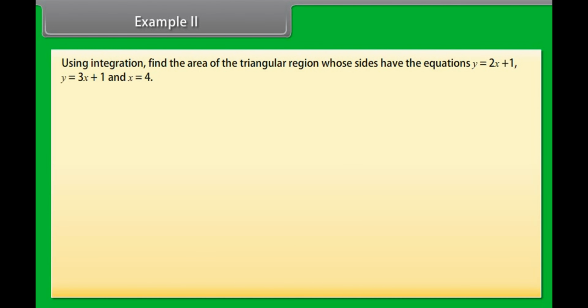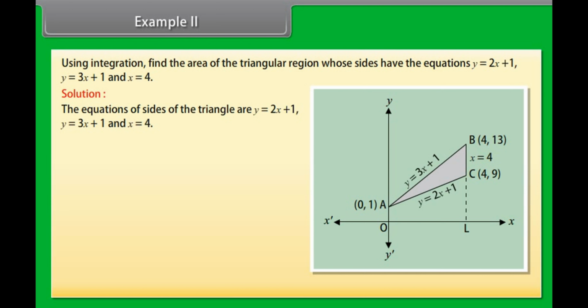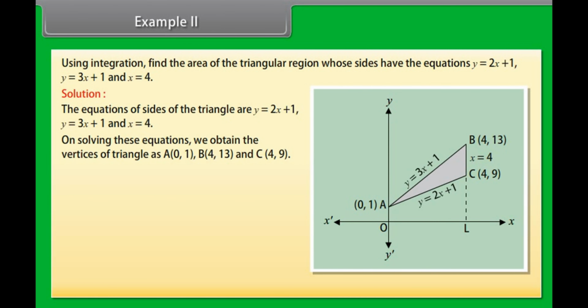Example second. Using integration, find the area of the triangular region whose sides have the equations y equals 2x plus 1, y equals 3x plus 1, and x equals 4. Solution. The equations of the sides of the triangle are y equals 2x plus 1, y equals 3x plus 1, and x equals 4. On solving these equations, we obtain the vertices of the triangle A(0, 1), B(4, 13), and C(4, 9).